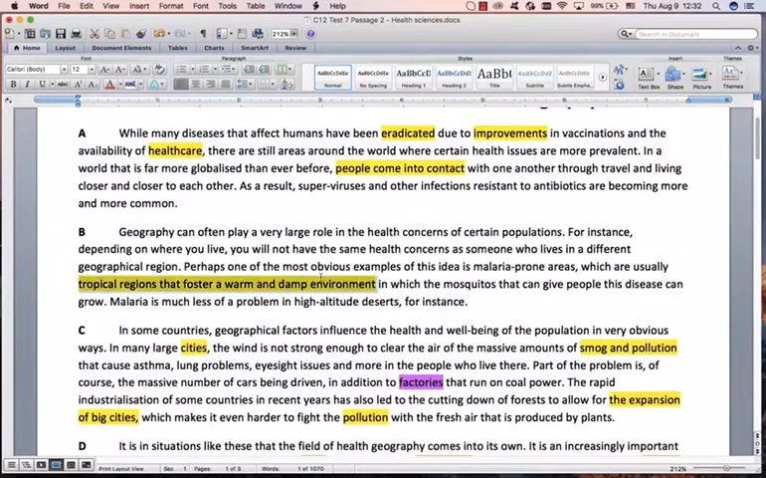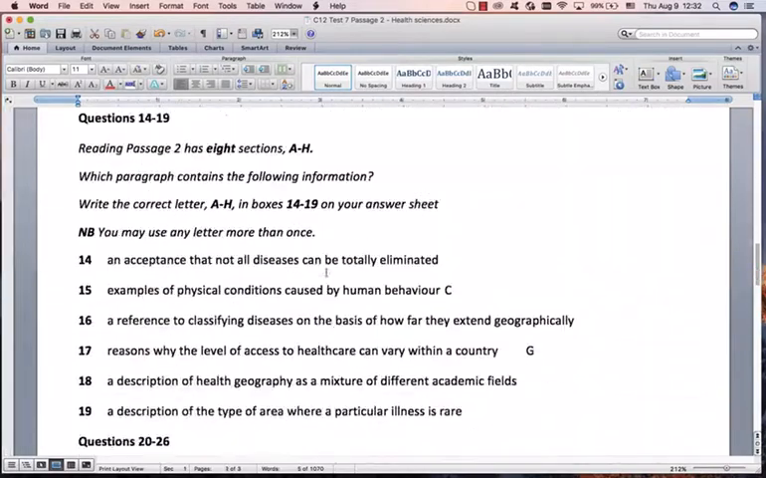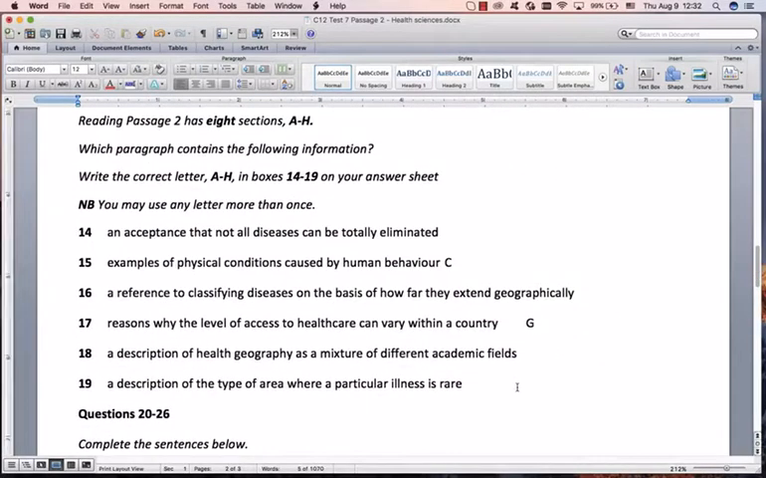So here they're talking about malaria prone areas. That means there's a lot of malaria there. So that doesn't mean rare. That's the opposite of rare. But here they're talking about high altitude desert. So that's the area. And malaria is less of a problem. So that means it's rare. So that's close enough. I'm happy enough with that to go with B for that.